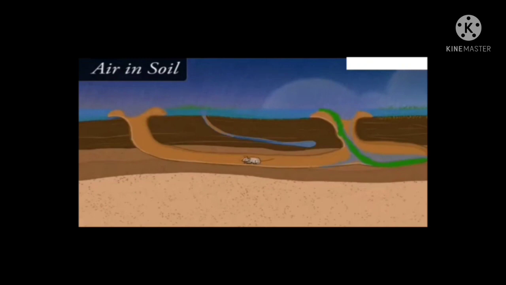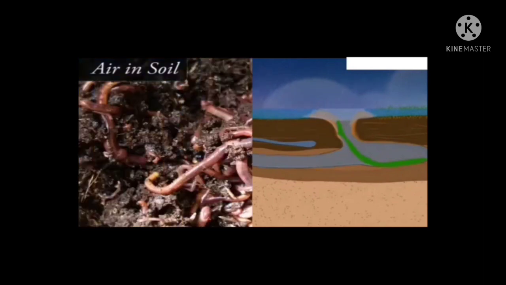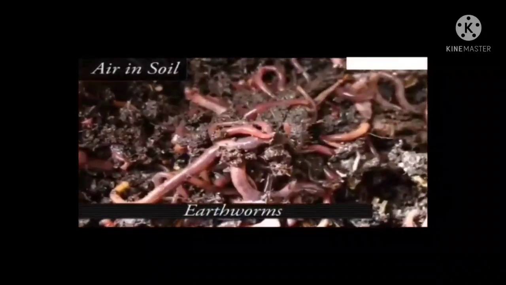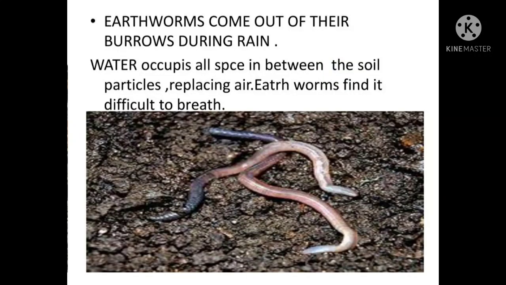However, when it rains heavily, water fills up all the spaces occupied by the air in the soil. In this situation, animals living in the soil have to come out for respiration. That is why earthworms come out of the soil only during heavy rains. Moving on to the next topic, that is, how the oxygen is replaced in the atmosphere.